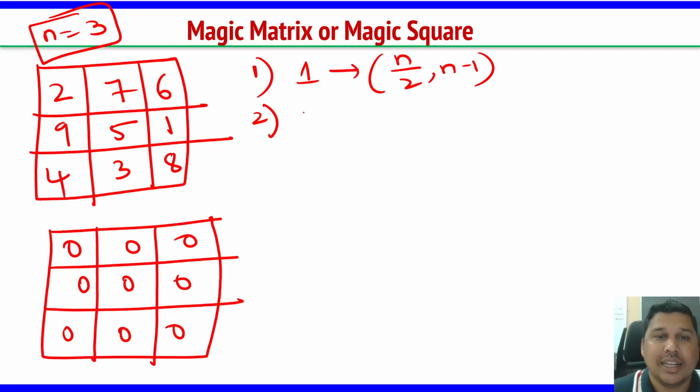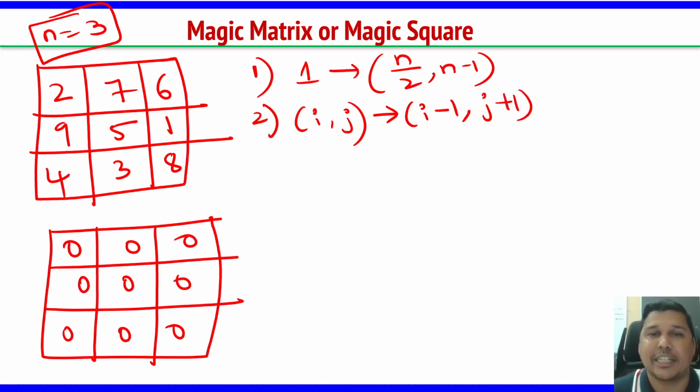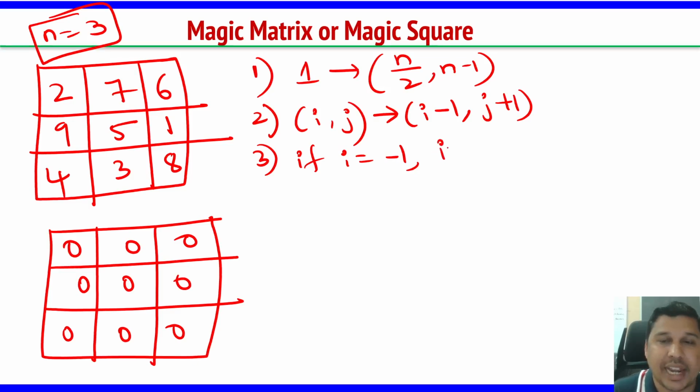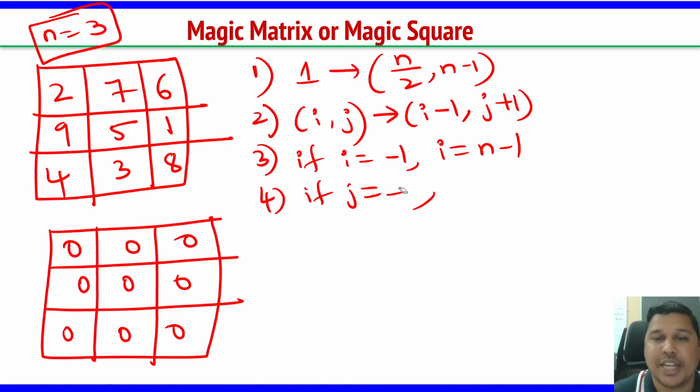The second rule: if i comma j is the current position, then i minus 1 comma j plus 1 will be the next position. I will just write it down. I will explain it to you step by step, don't worry. So that is the second rule. The third rule: if i value becomes minus 1, then you have to update i equal to n minus 1. Then the fourth rule: if j becomes n at some point, then you have to set j equal to 0.